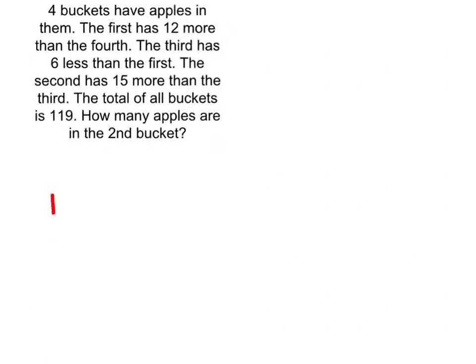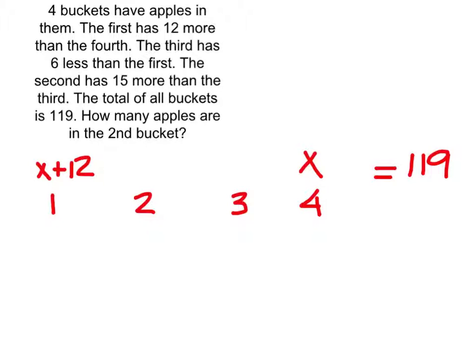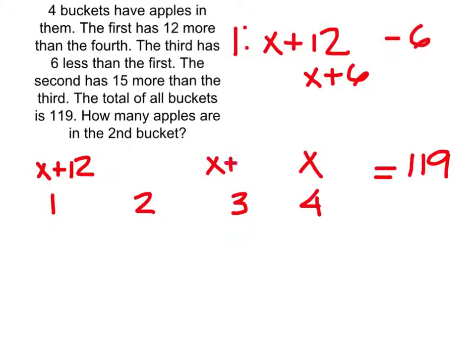The solution, we have 1, 2, 3, 4 buckets. The total is 119. The first has 12 more than the fourth. The fourth is going to be the reference here because you're not going to see the fourth anywhere else in the problem. And then we're going to have, let's see, x plus 12, because it has 12 more than the fourth. The third has 6 less than the first. Here's the first, and 6 less than that is going to give me x plus 6. So the third is x plus 6, and the second has 15 more than the third.